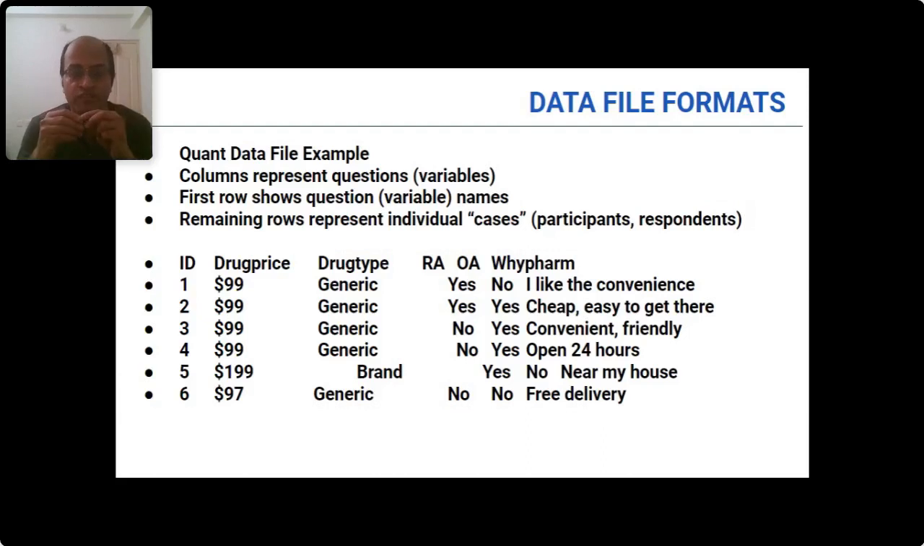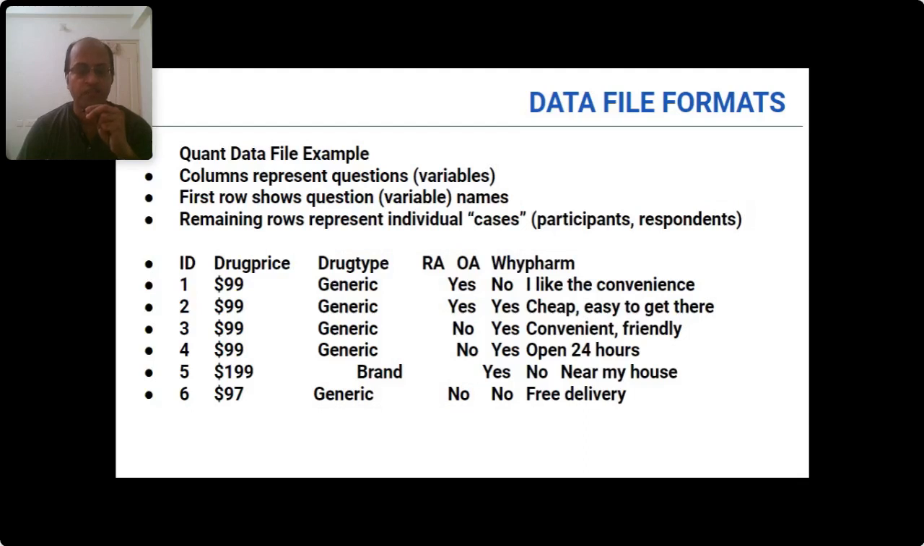Then you have different file formats which are used. For a quantitative data file, there is an example shown here. You have the ID for the drug, you have the drug price, and you have the drug type. Then whether it is available over the counter or has restricted availability is also put forth. And then you have why you buy it.